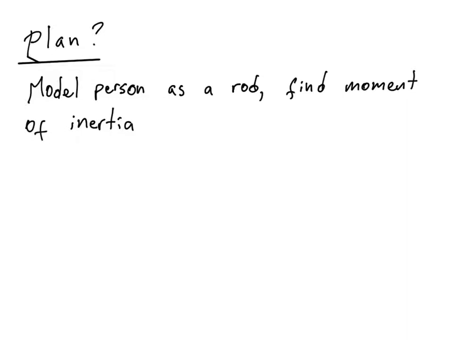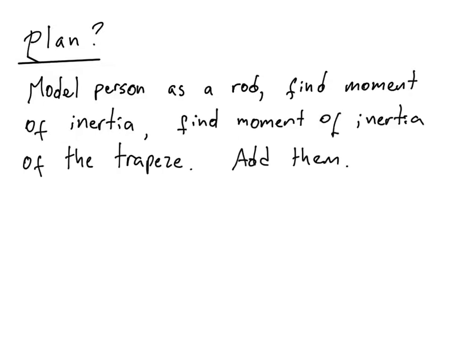First we're going to start by modeling the person as a rod. This is an approximation. So the body of the person with the arms extended, we're going to model that as if it was a uniform rod. We're going to find the moment of inertia of that object with respect to the axis of rotation. Then we're going to find the moment of inertia of the trapeze. Then we're going to add the two moments of inertia to get the total moment of inertia of the system, because as the person is swinging, holding onto the trapeze, the person and trapeze are moving together as a rigid object.